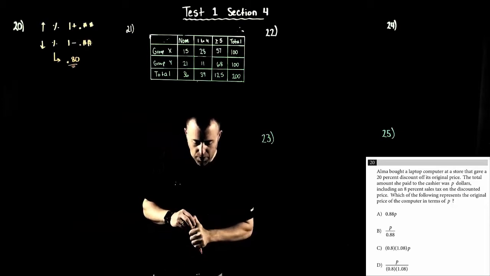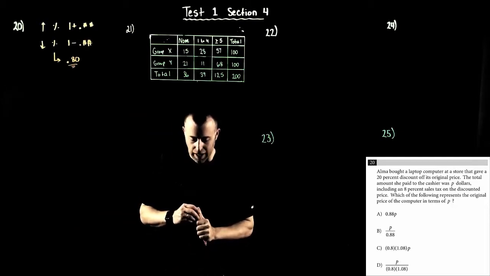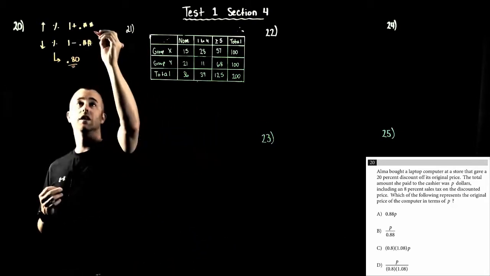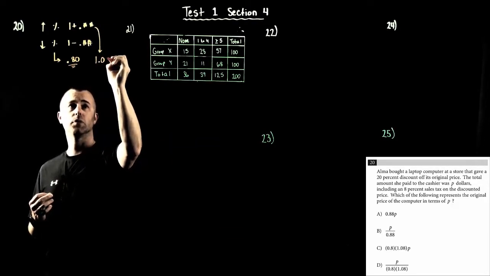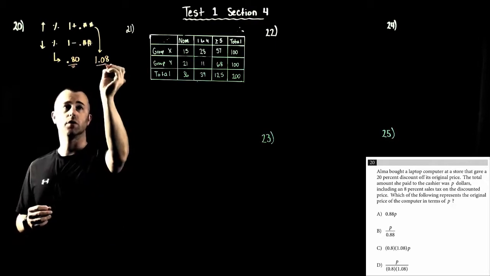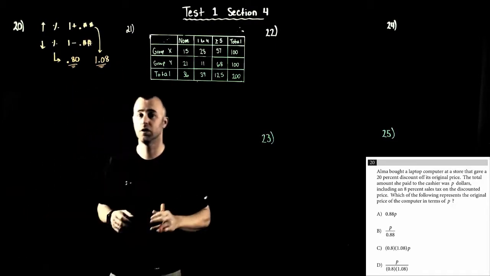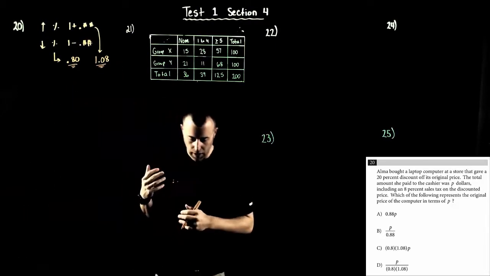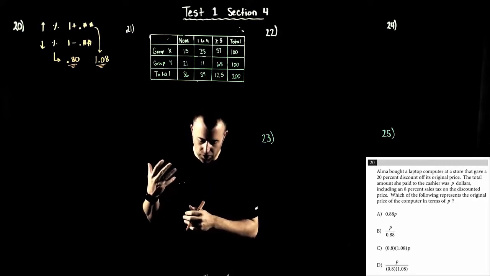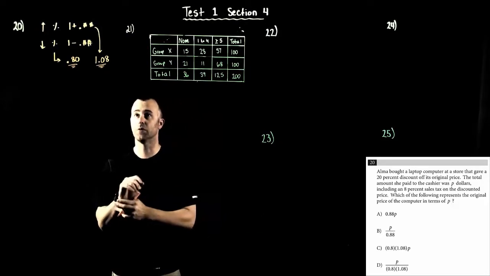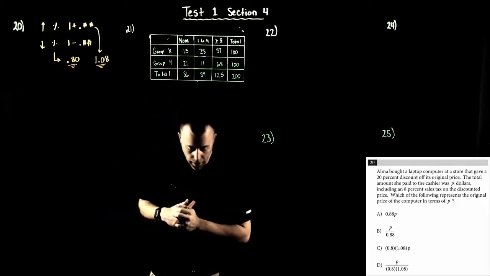The total amount she paid was P dollars, including an 8% sales tax. So when I see that 8% sales tax, I know at some point I'm going to be multiplying by 1.08. So those two numbers are going to need to show up in my equation. Just seeing those numbers could help you narrow down your answer choices to, it looks like, in this case, C or D. Those are the only ones using both of those numbers, but I know they're going to show up.